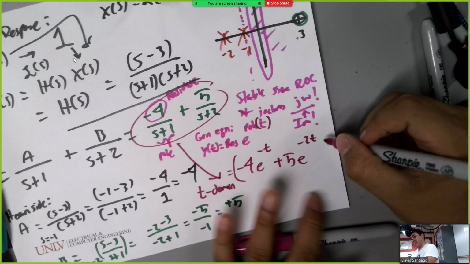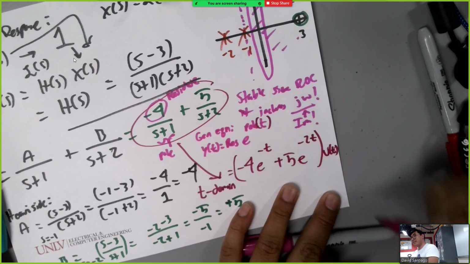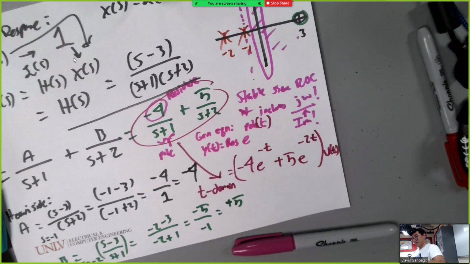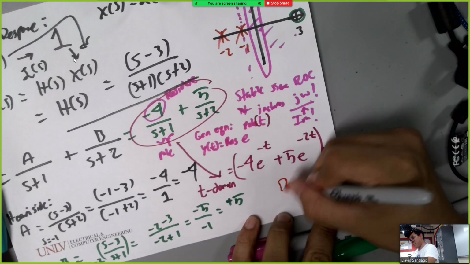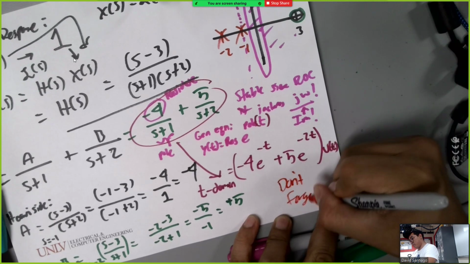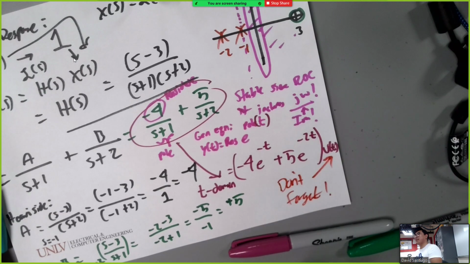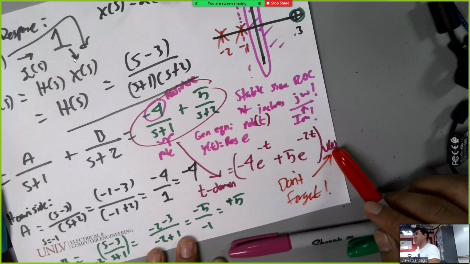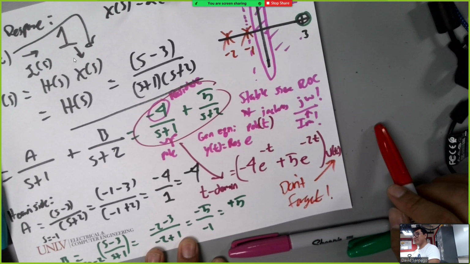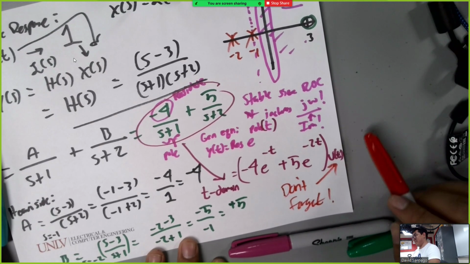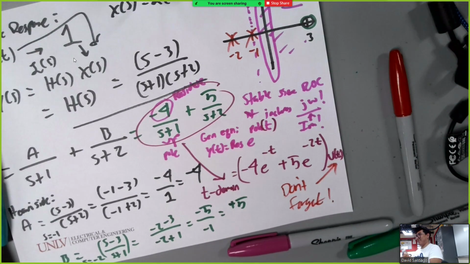And do not forget this, please. I'm going to do this in a red marker. Forget that, you're going to be sad. Forget what? U of t. Those brackets. It could be in parentheses or whatever triggers your OCPD. So that was just the inverse Laplace transform of this entire thing.